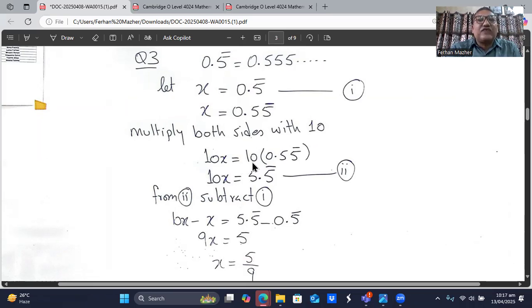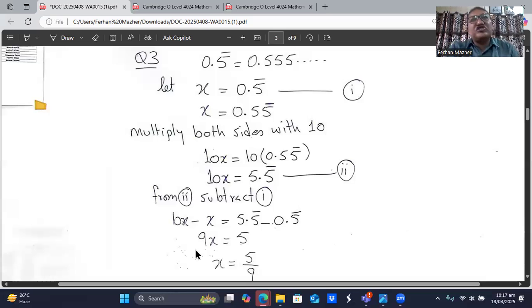So you will have 10x is equal to 10 multiplied by 0.55 bar. So it will become 10x is equal to 5.5 bar. This means 5 will be repeated. So from this second, I will subtract the first one. So you will have 10x minus x equals 5.5 bar minus 0.5 bar. So you will be left with the 5 only. So 10x minus x, that is 9x. So x will be equal to 5 by 9. On your calculator, you can do 5 divided by 9 and you will get 0.555555555. So this is how you will convert this decimal fraction into a simple fraction.